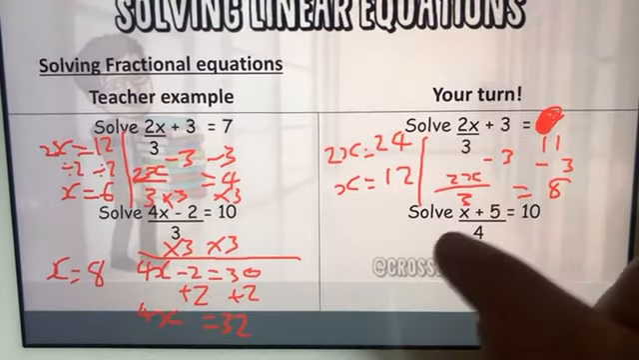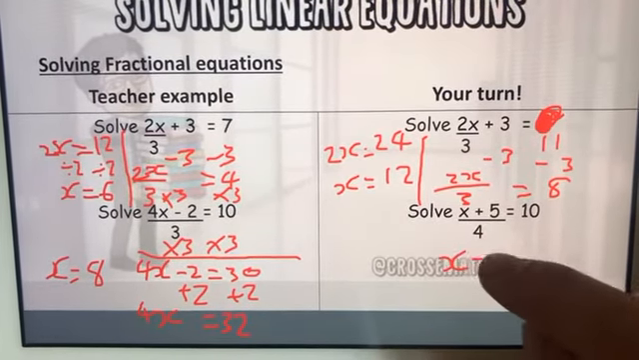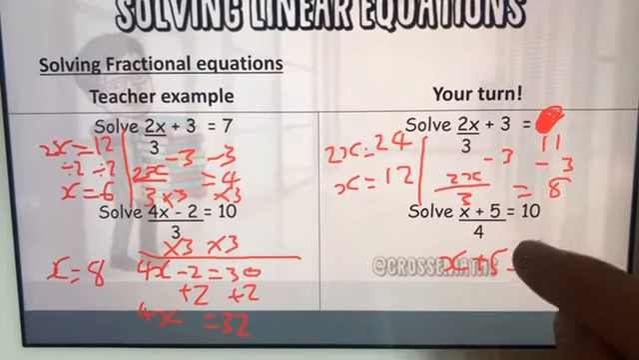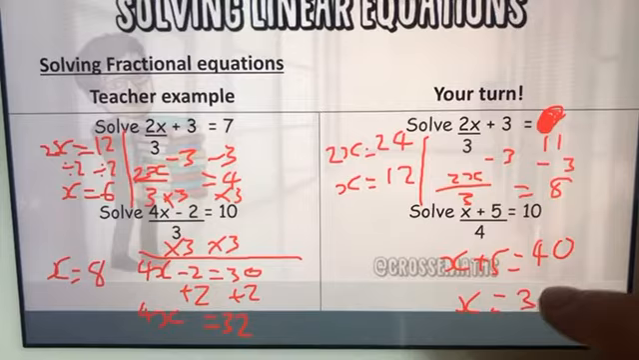On the bottom one, again, I'm going to times by 4 first. I times both sides by 4. I end up with x plus 5 equals 40. And then if I take away 5, I end up with x equals 35.